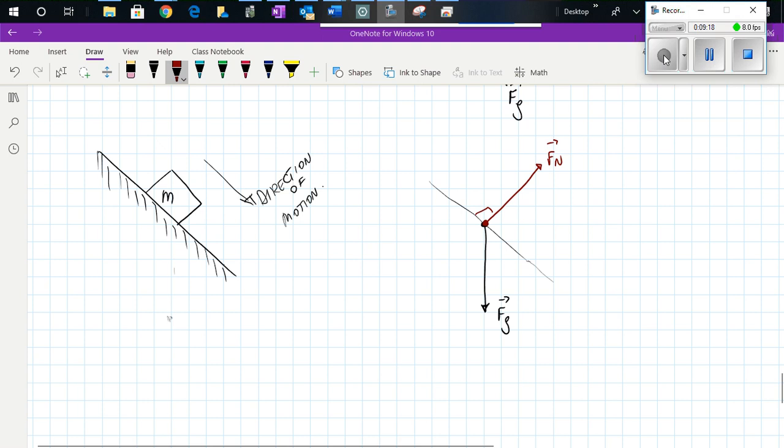And now, since the object is moving and we have a force of friction, because I said so as a given in your problem, then you will have a force of friction, and the direction of the force of friction is against the motion. So if the motion is going down, then the force of friction will be going up the incline. Force of friction. Does it make sense?